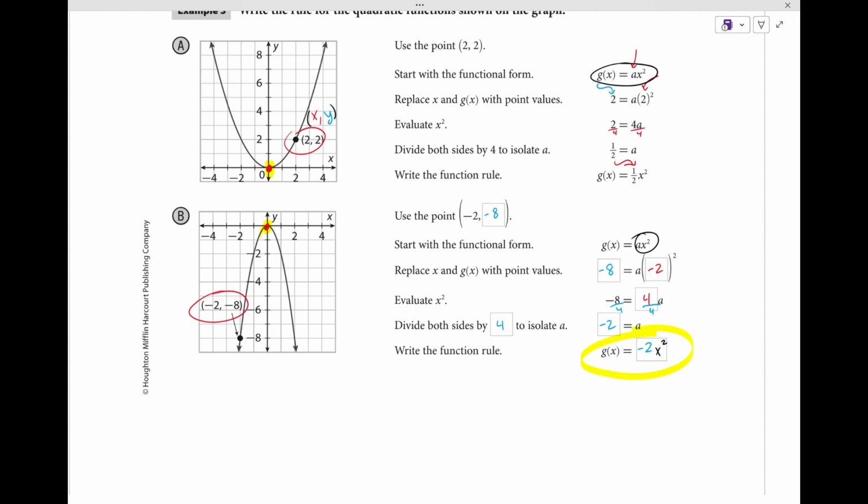So step 1. Write your form like that. If you know the vertex is at the origin, you have a x squared. Step 2, plug in your point for your x and your y. Solve until you get your answer for a, then plug it into your equation that you had originally. Alright, that's it.